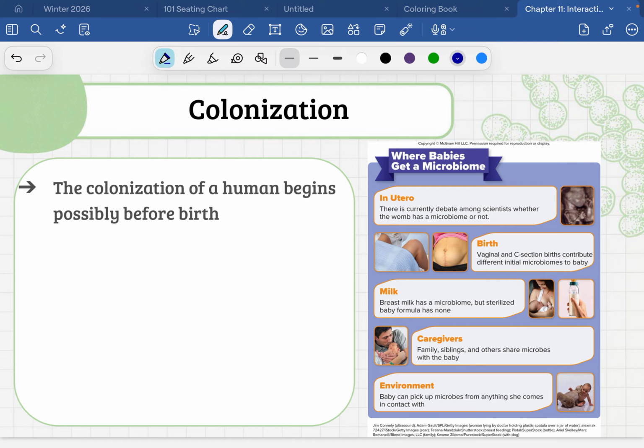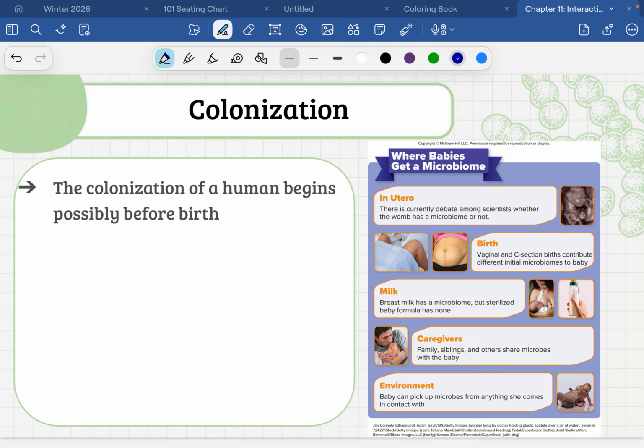The colonization of a human, for a long time, this is actually kind of interesting. This was something I learned when I switched to this textbook last quarter. I was always told that colonization began at birth. But there are actually recent studies to show that colonization might actually begin in utero. So even before a baby is born, inside the uterus, it is being exposed to small numbers of bacteria. So colonization of a baby's microbiome, the bacteria that are going to be living in and on the baby, begins even before birth.